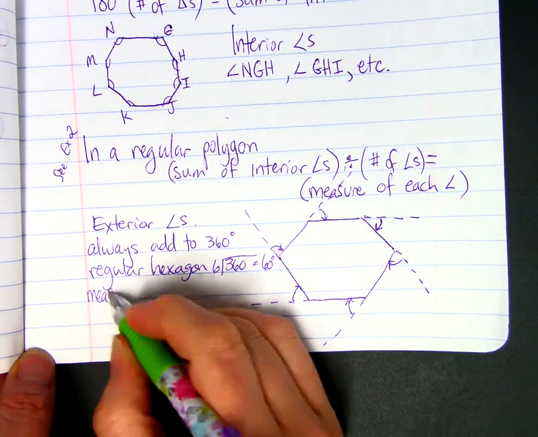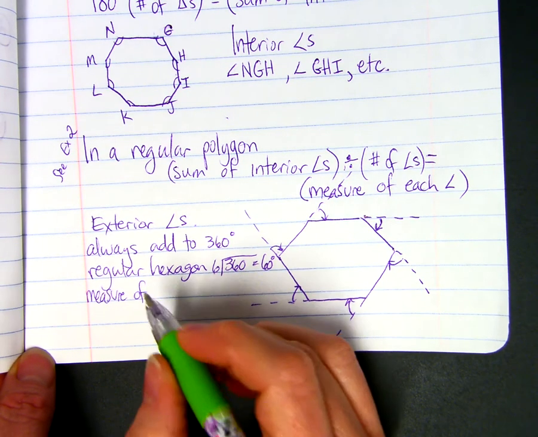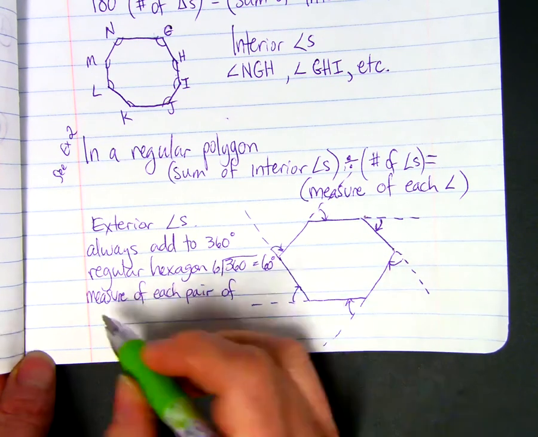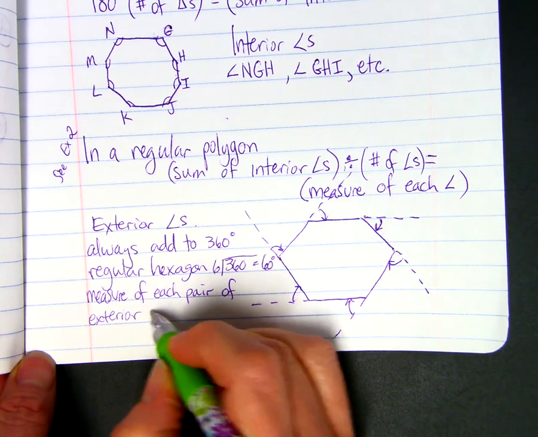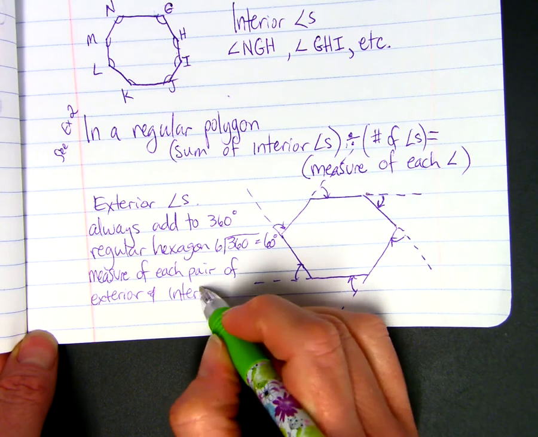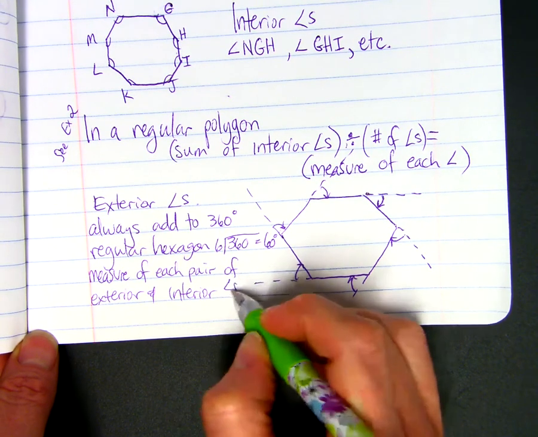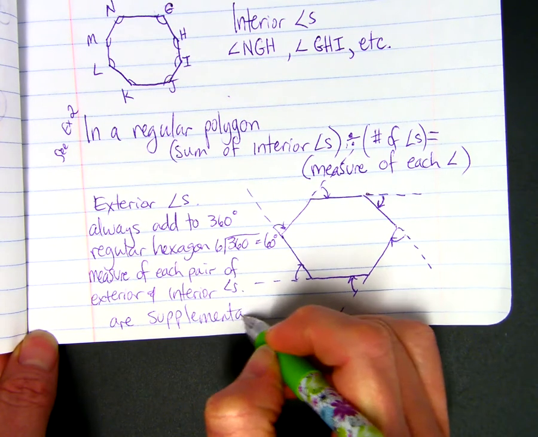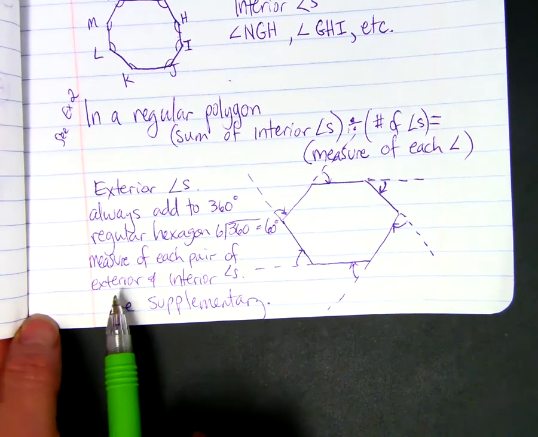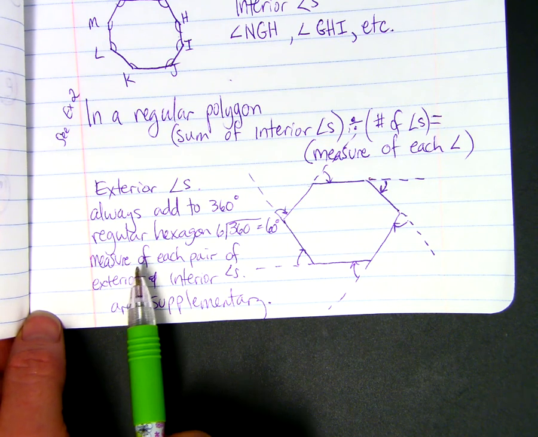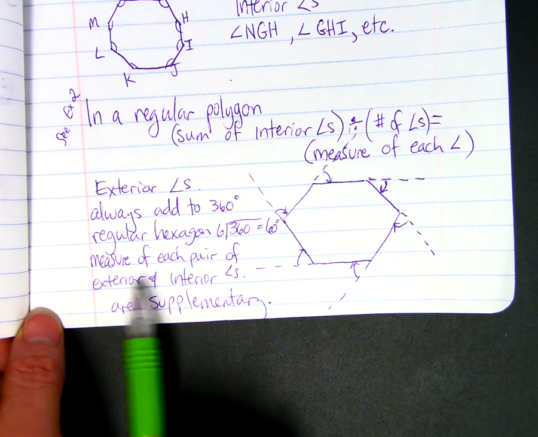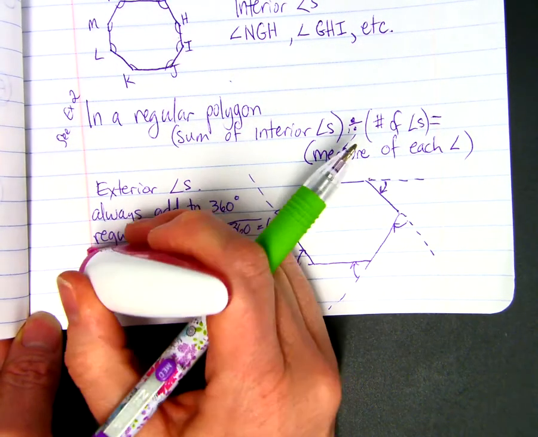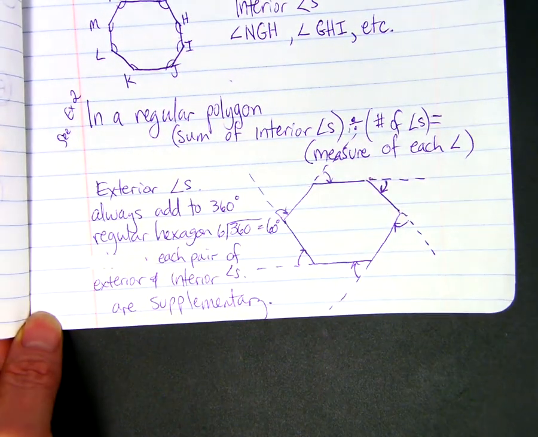So each pair of exterior and interior angles are supplementary. Actually, we wouldn't have to put measure. We would just write each pair of exterior and interior angles. So just scratch out the measure of. We actually don't need that sentence.